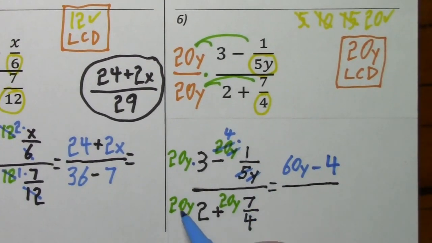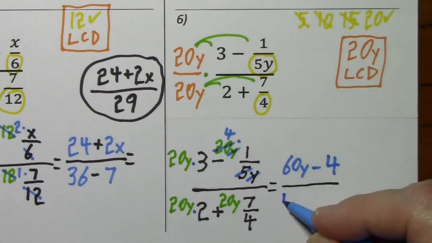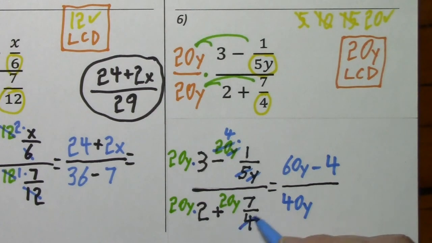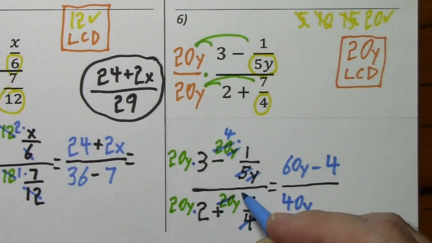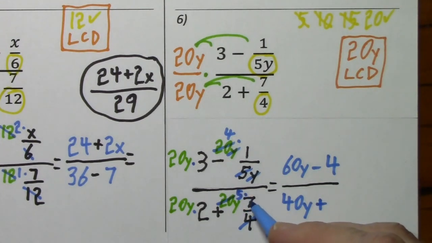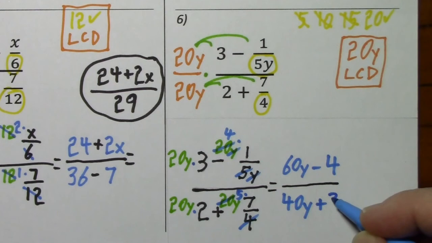And then down here, nothing to reduce, so it's 2 times 20y. And let's see, 4 and 20, the common factor of 4, divide by 4. Divide by 4 leaves us with a 5 here. So it's 5 times 7, y. Also, I forgot my plus, so plus 5 times 7 would be 35. And don't forget the y.